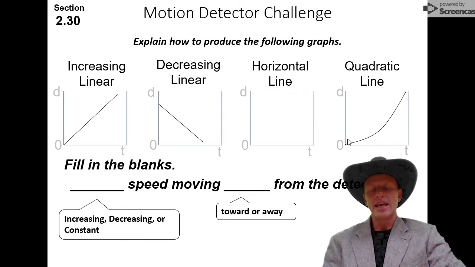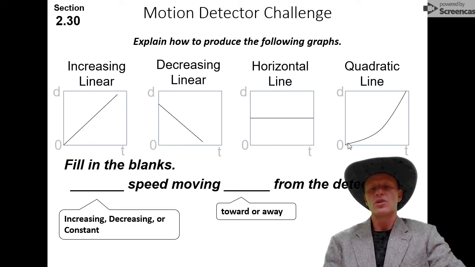Now this one at the end, you have to actually start at the detector, 0 distance away from the detector at 0 time, and when you start collecting data, you need to start moving away from the detector, and you're gaining more distance as time goes on.